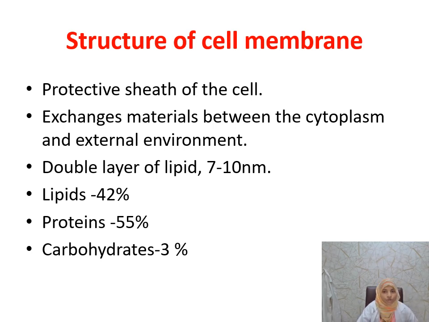What is the constituent of our cell membrane? Our cell membrane is made up of 42% lipids, 55% protein, and 3% carbohydrate. So if I ask you which component is in highest demand, the answer will be proteins, which is 55%.